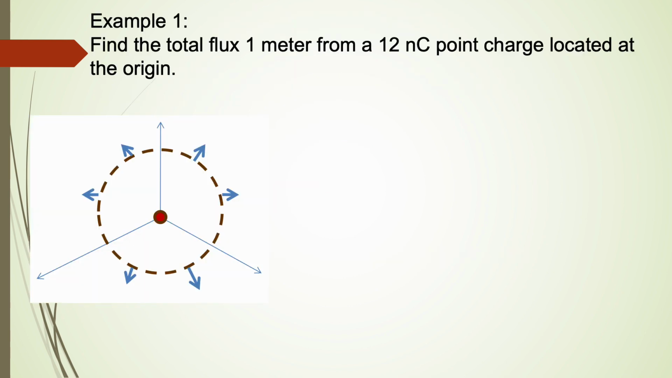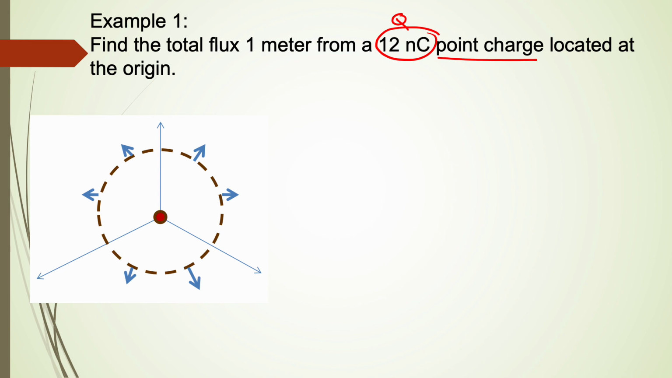Let's look at our first example that has been provided to you. The question asks to find the total flux 1 meter from a 12 nanocoulomb point charge located at the origin. First of all, we need to extract the information provided inside this question. We know the electric source is a point charge. What is the value of Q? The value of Q is 12 nanocoulomb.